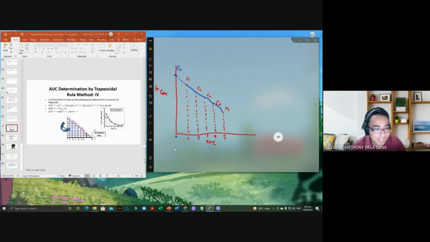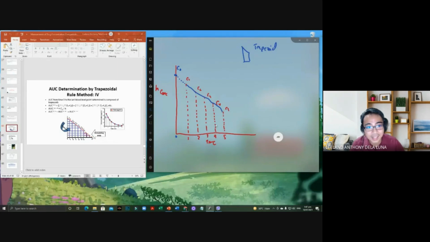Okay? Now look at this, class. What are we determining in the area under the curve? We're determining the area. Now class, if you look at this, what shape am I forming? Two parallel sides, two non-parallel sides. Here's another, two parallel sides, while the other sides are non-parallel. So its shape looks like this. What shape is this, class? This is called a trapezoid. Correct? This is a trapezoid.